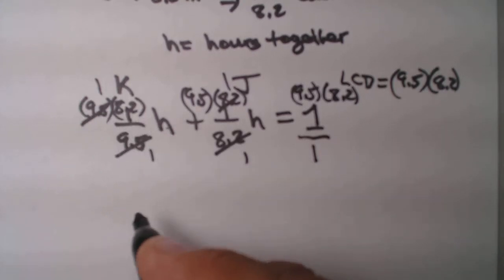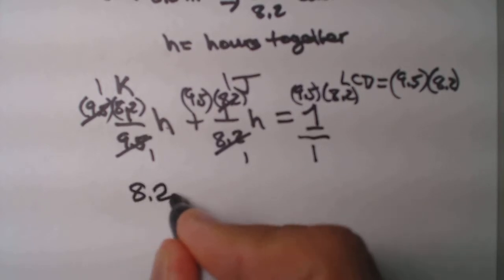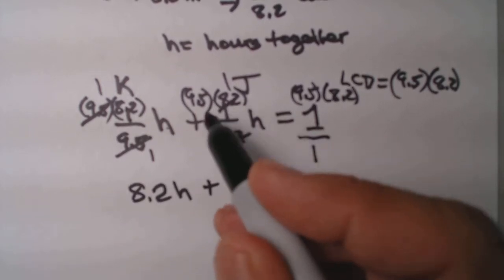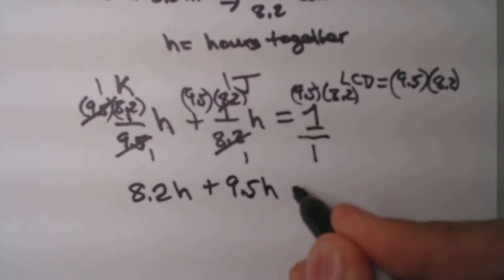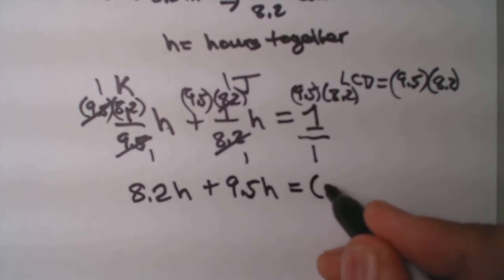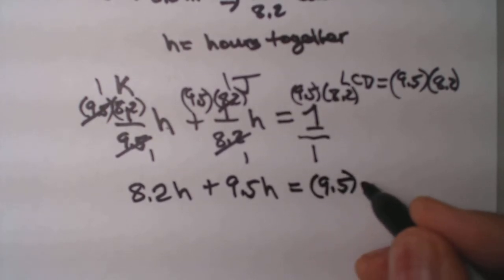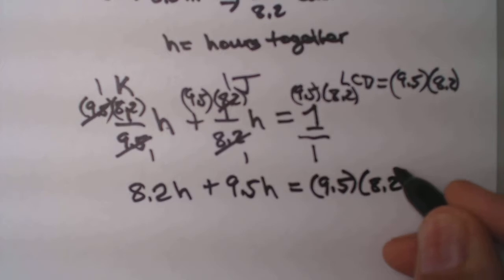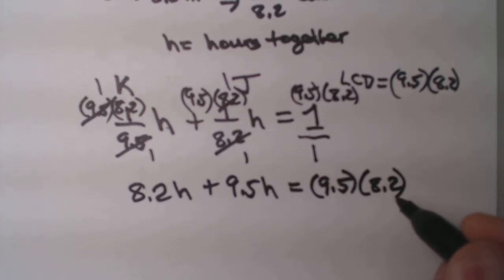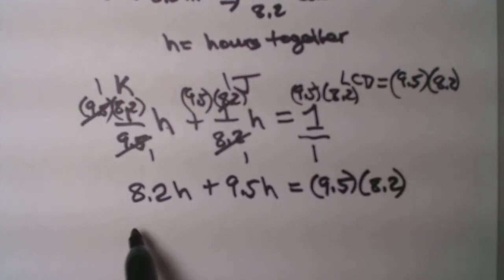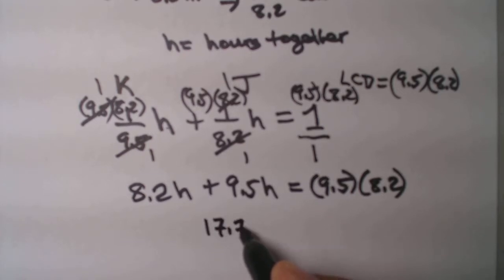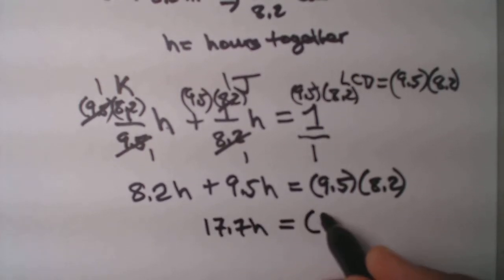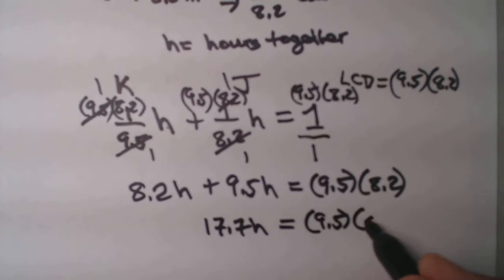Put the leftovers together. 1 times 8.2 equals 8.2 times H. Plus 1 times 9.5 equals 9.5 times H equals, now I'm going to keep these guys indicated. We'll do the calculator a bit all together once at the end. Okay, so there it is, 9.5 and 8.2 times 1. Well, add these together, we get what, 17.7, I think? 17.7H equals, again, I'm still going to leave these guys indicated.